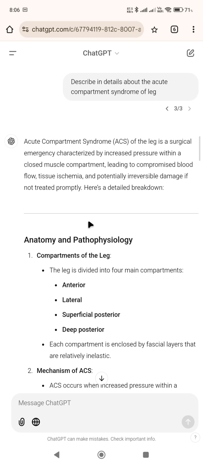Acute compartment syndrome, ACS, of the leg is a surgical emergency characterized by increased pressure within a closed muscle compartment, leading to compromised blood flow, tissue ischemia, and potentially irreversible damage if not treated promptly. Here's a detailed breakdown.